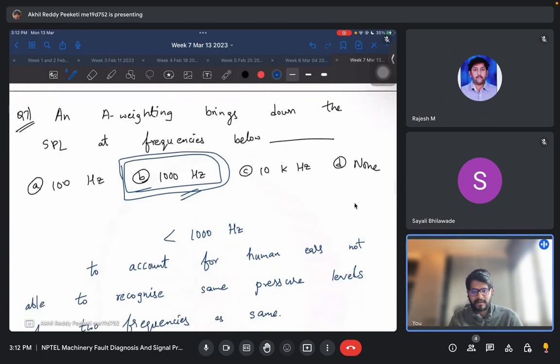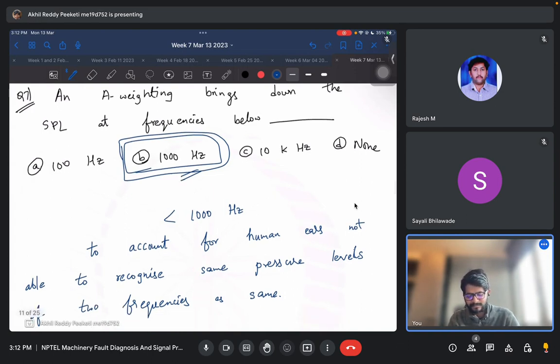Yes, yeah. In A weighting, at least, you are not accounting for the changing amplitude effect on the nonlinearity of the human ear. Here, only based on the frequencies, there are some set weights for each frequency.